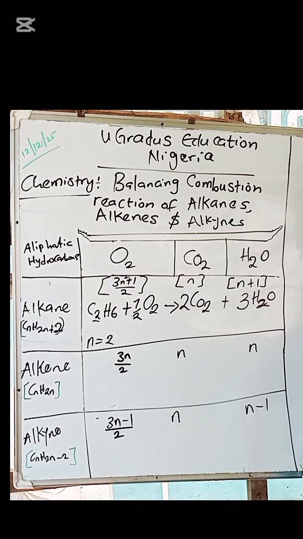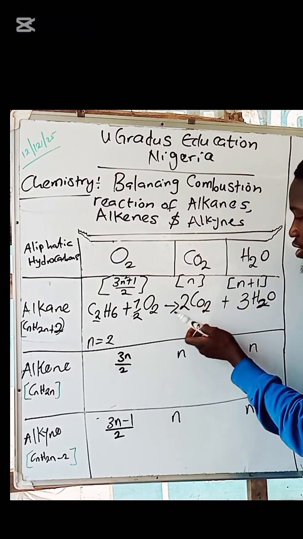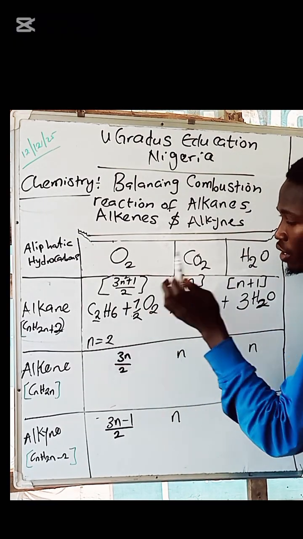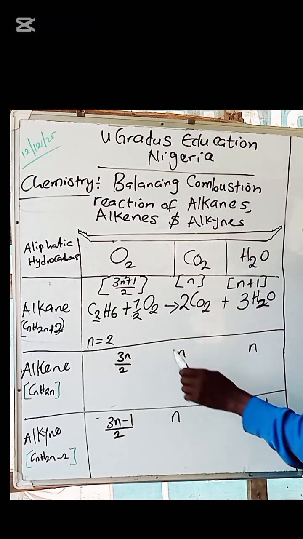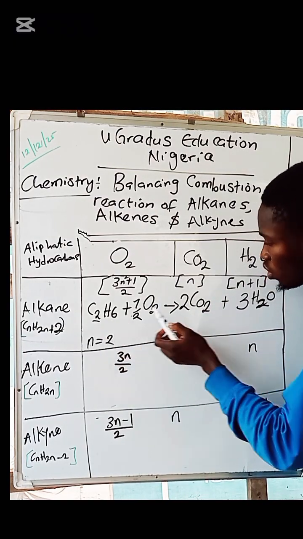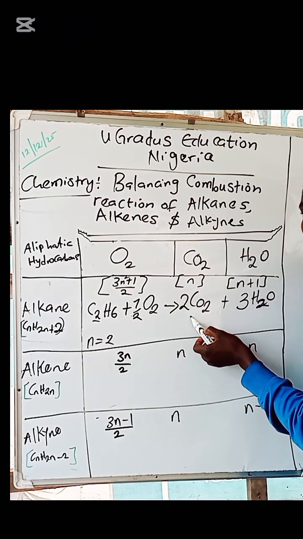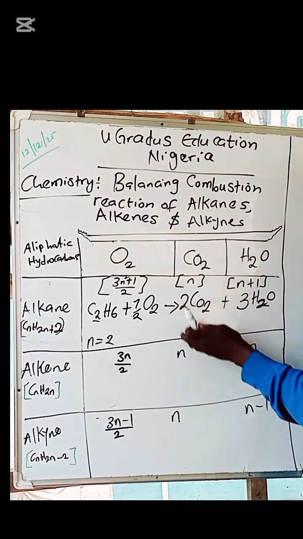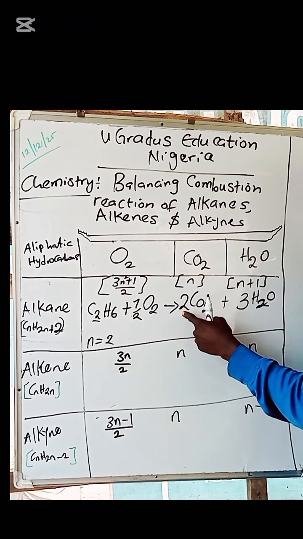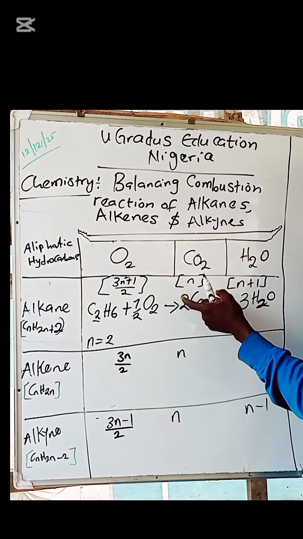Very simple. If I were you, the first thing I would do is balance the CO2. The CO2 is the number of carbon given. The carbon cannot increase and cannot decrease. As the carbon coming from here is 2, the CO2 is supposed to carry 2. Then the next thing is to find the coefficient of water. Anytime you want to find the coefficient of water in an alkane, you increase the coefficient you gave to CO2 by 1. 2 plus 1 is 3.